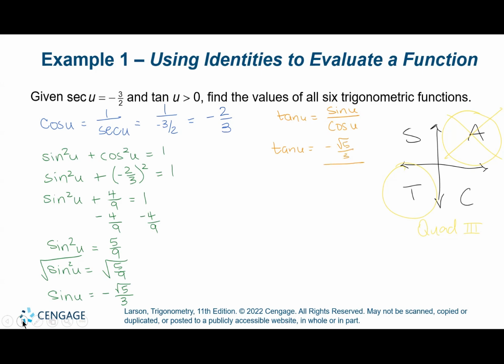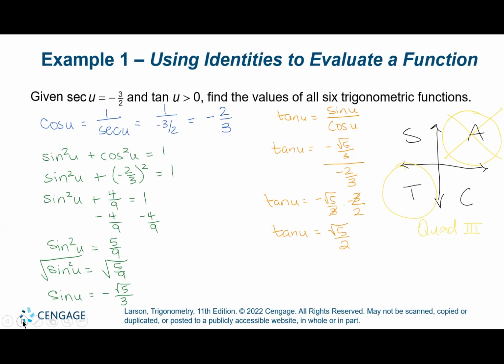That needs to go over cosine with -2/3. So I'm going to flip the bottom one and multiply, right? So negative times a negative is going to come out positive. So I get a positive square root of 5/2. Double checking that, I'm in quadrant 3, so yes, tangent should be positive.